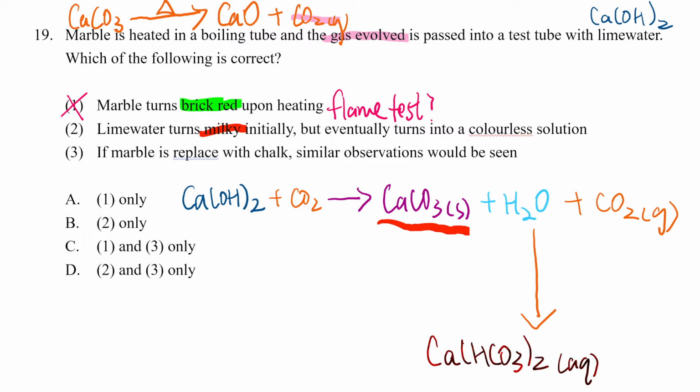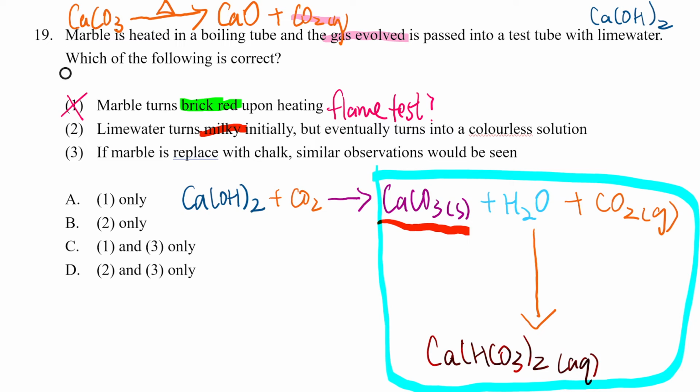So here, because of the presence of this, let me use a different color, I'll use this one. It turns into a colorless solution eventually. So yep, this is also true. Now let's look at option 3. If marble is replaced with chalk, similar observations would be seen. Is that true? Yes, of course that's true.